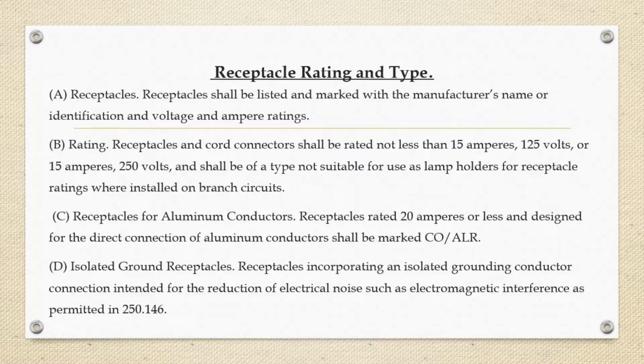C. Receptacles for aluminum conductors. Receptacles rated 20 amperes or less and designed for the direct connection of aluminum conductors shall be marked CO/ALR. D. Isolated ground receptacles. Receptacles incorporating an isolated grounding conductor connection intended for the reduction of electrical noise such as electromagnetic interference as permitted in 250.146.